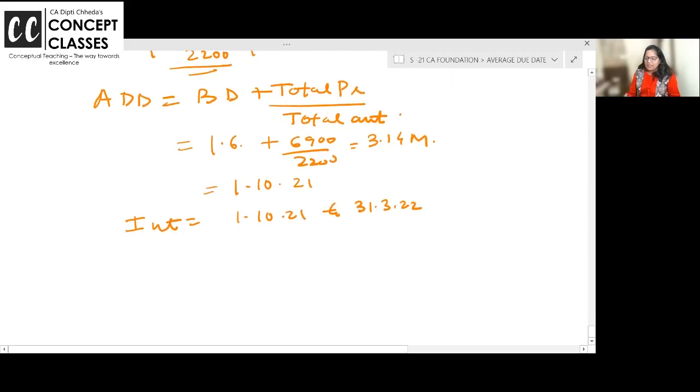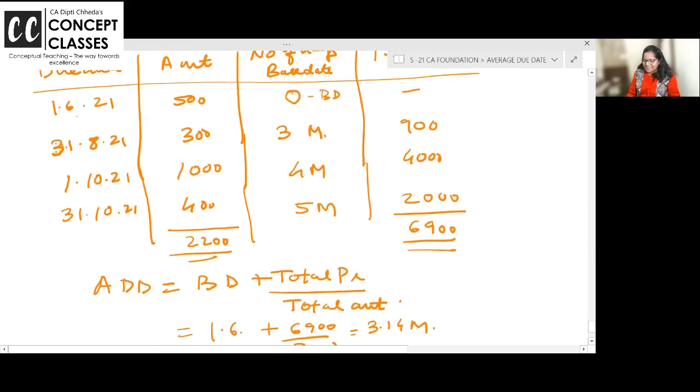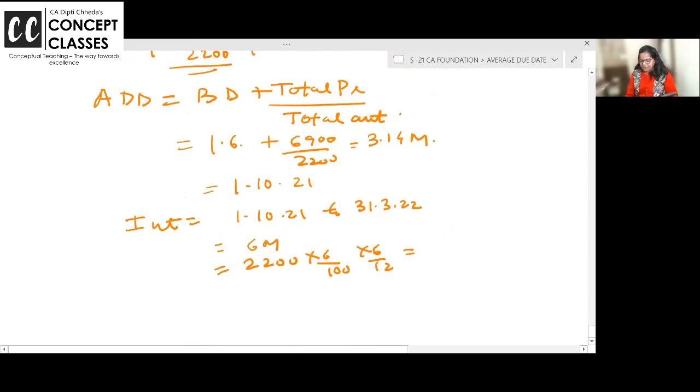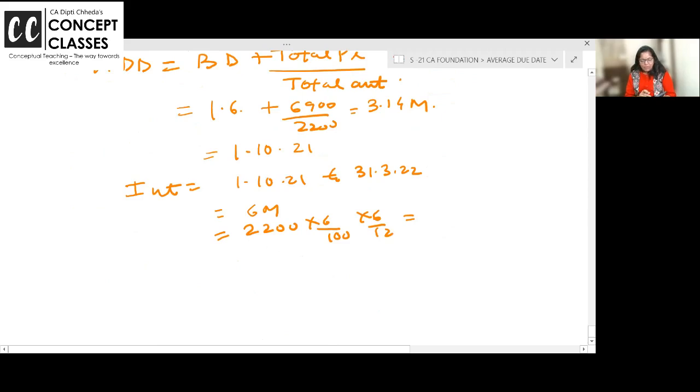How many months? 6 months. So how will you calculate interest? On the 2200, 6%, 6 by 12. 2200 into 6% into 6 divided by 12. Rupees 66. See, this is in months, so we have rounded off. Rounding off के लिए you should round it, note. How will you take 3.14 months? Got it?